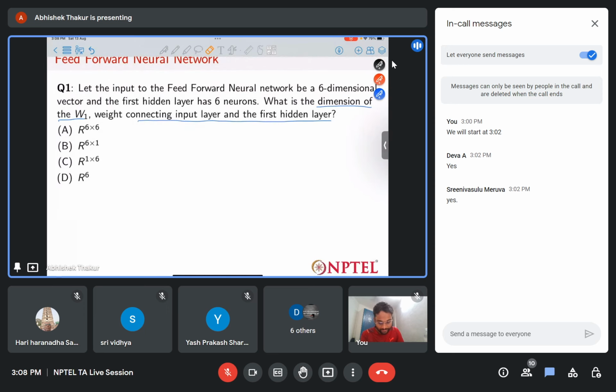In this question, the input is a six-dimensional vector, meaning the inputs are x1, x2, up to x6. So here n is 6. Now they are asking the dimension of W1. So W1 will be 6 cross 6, that is, R to the power 6 cross 6 in the real domain. So option A is correct. Got it? Any doubt in this question?